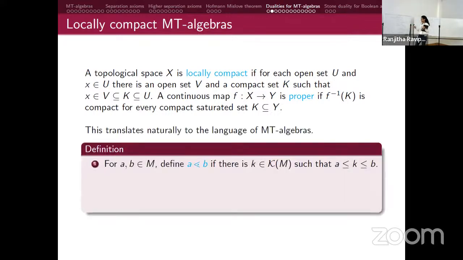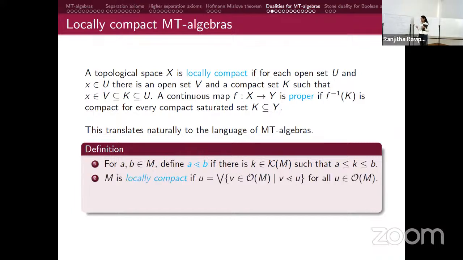And then this is the relation I'm going to define. I have not given it a name. A is way less than B if there is a compact element such that it sits in between A and B. If you compare to the topological spaces, you have an open set V, you have an open set U, and you have a compact element in between them. It's the same thing. You have an open here, an open here, and a compact in between. But right now I'm not defining it for opens, but once I go to locally compact, I will.